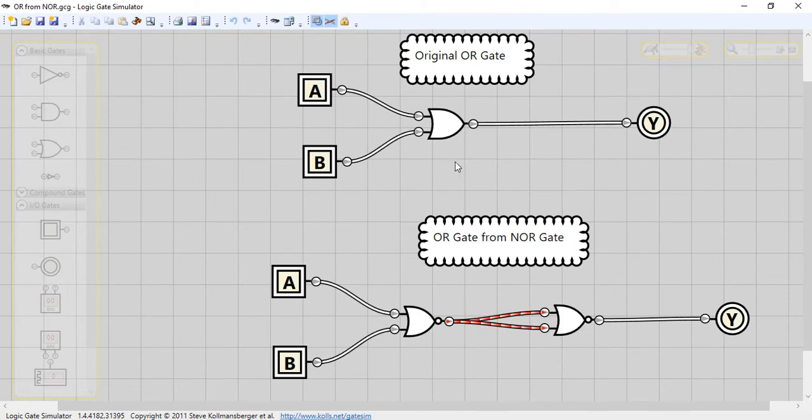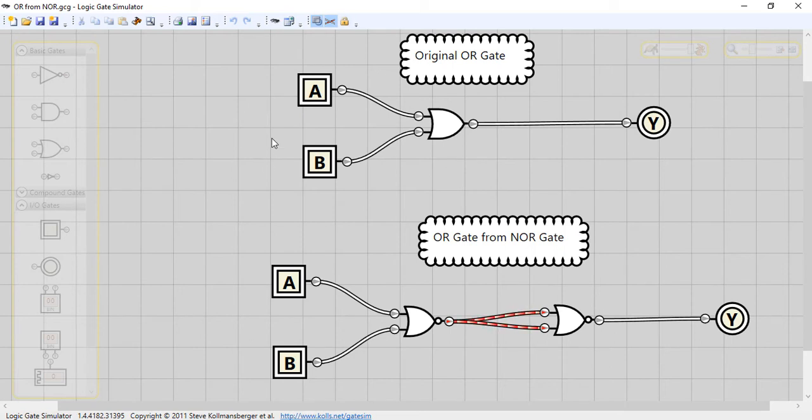Now this is my logic gate simulator. This is my original OR gate, and this is the combination of two NOR gates which we have discussed. I'm going to compare the output of both cases, to see whether the combination of two NOR gates in this way will give the output of my original OR gate or not.